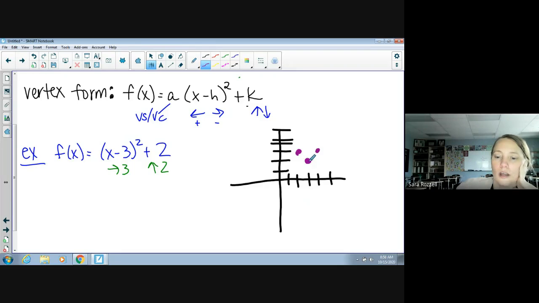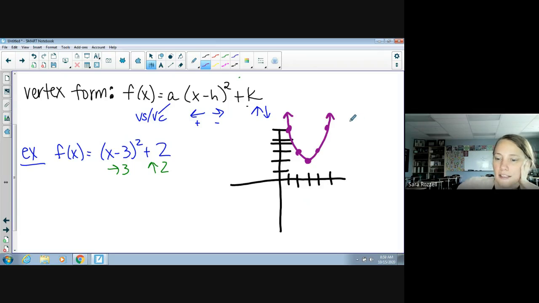Okay? And now if I'm going back to the vertex, I'm going to go over 2. What is 2 squared? 4. So we go over 2 and up 1, 2, 3, 4. And do it on both sides. And you will get your basic parabola.